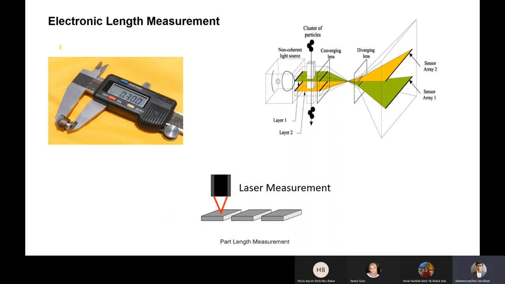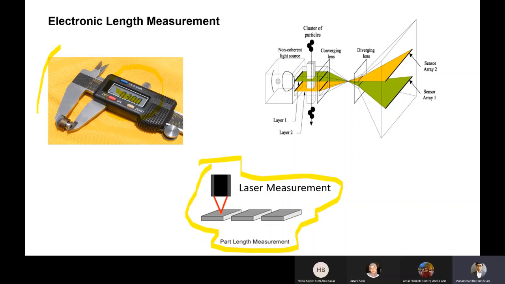You can also use digital measurement. It's the same tools as before, but instead of manual reading, you use a digital reading with a digital display. Some people use laser to measure the distance. I really don't know how it works.